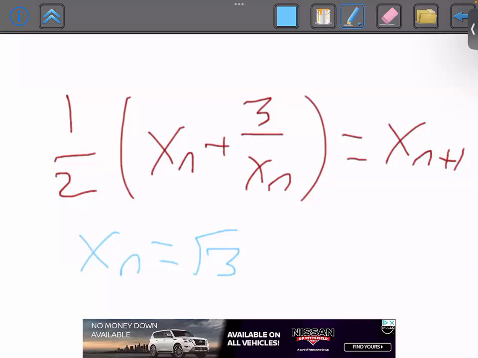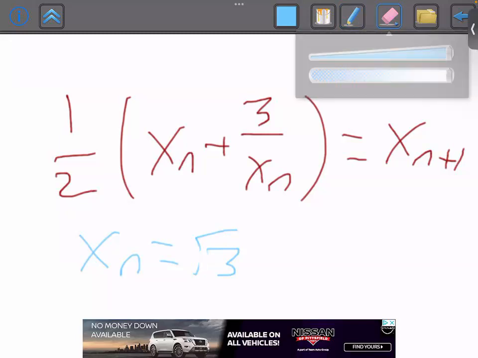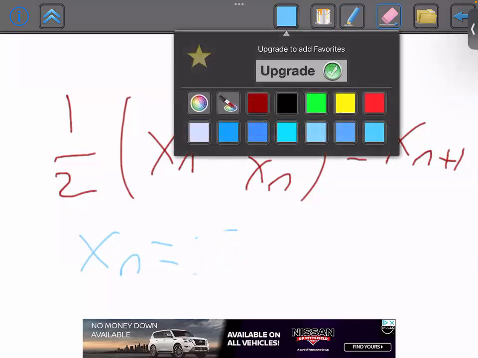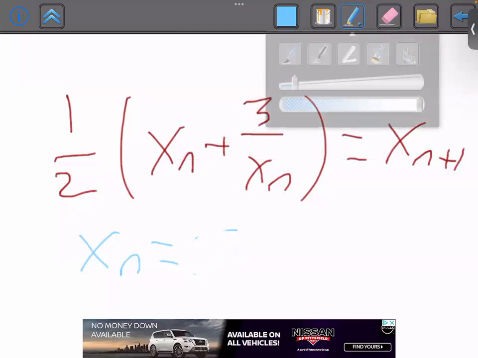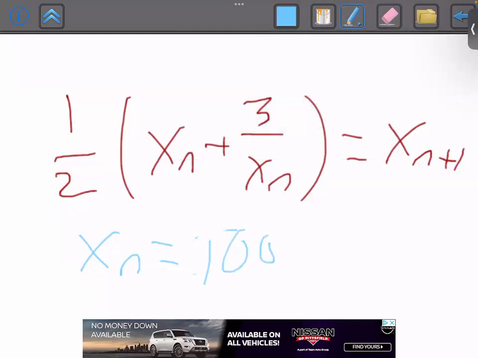Imagine I had a really bad guess for the square root of 3. Imagine I took xn to be, say, a large number, like 100. What would approximately the next guess be? If I took xn as 100, what would approximately xn plus 1 be? About 50. The 3 over 100 is insignificant, so it's approximately 100, and then you take a half of that, so it would be 50. What would be the next guess after 50 approximately?